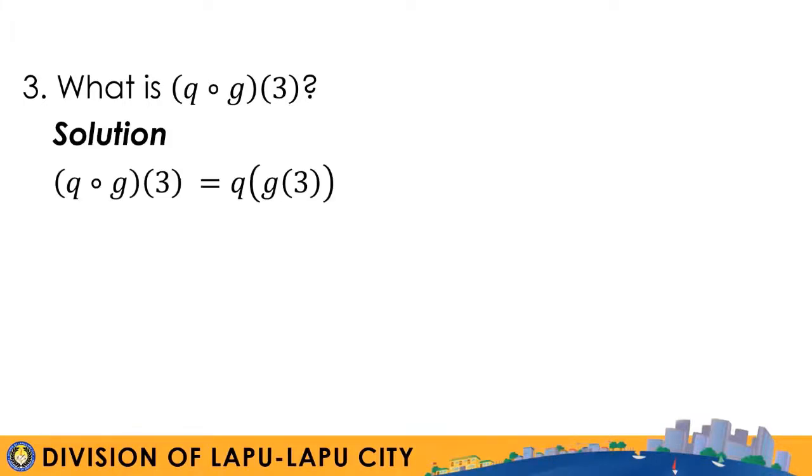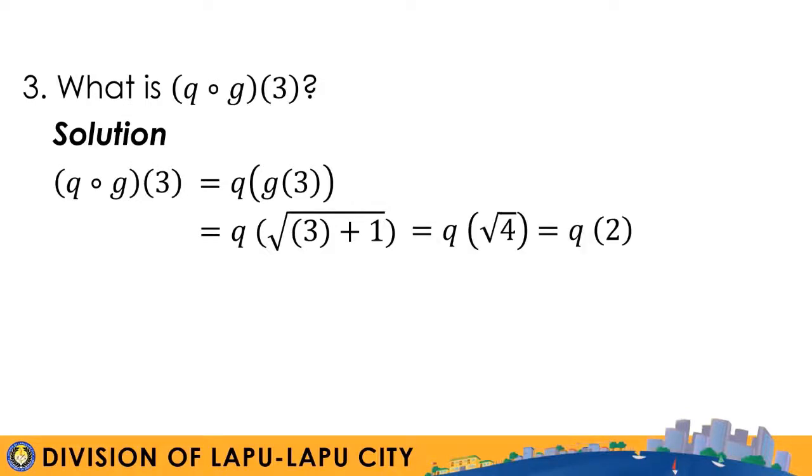Solution. G composed of f of 3 equals g of f of 3. Q composed of g of 3 is q of g of 3, by definition. Then substitute 3 first to the x of g of x, and next will be q of x. So q of g of 3.